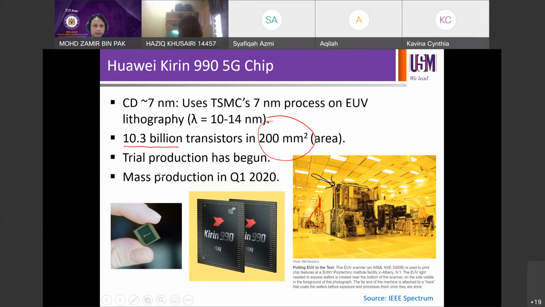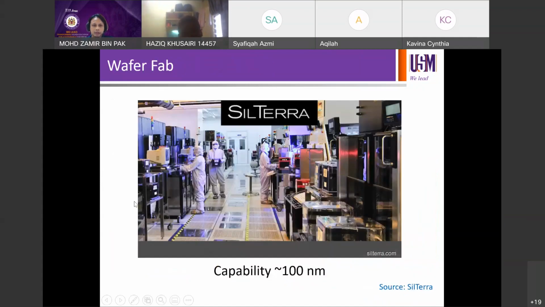Okay, kita pakai light. So if you talk about Silterra, this is the inside of Silterra. The capability of Silterra is only down to about 100 nanometer. That means if you want to print circuits below 100 nanometers, Silterra cannot do it. Kenapa? Why do you think Silterra cannot do below 100? Anyone? Kenapa tak boleh buat? You can type or you can unmute yourself. Lama tak ada suara ni.